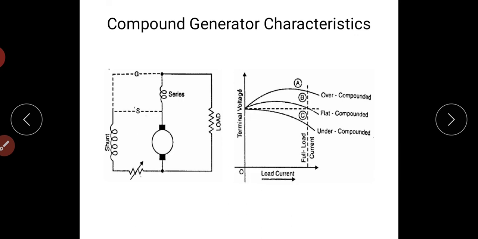Okay, these are the graphs between VL versus IL for the cumulatively compound DC generator. Next one, differentially compound DC generator. The differentially compound DC generator graph becomes like this approximately. In the case of differentially compound DC generators, by increasing the load current, the terminal voltage value decreases suddenly. Okay, this is the differentially compound DC generator load characteristics.